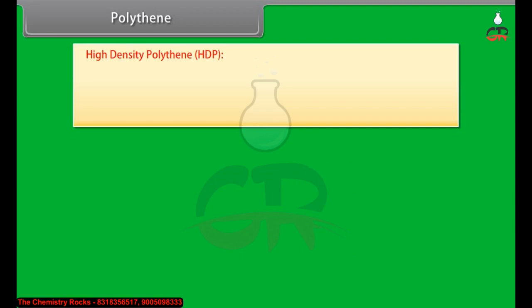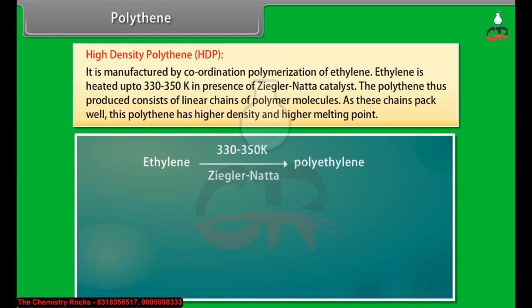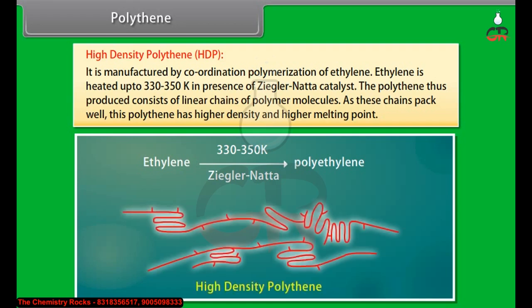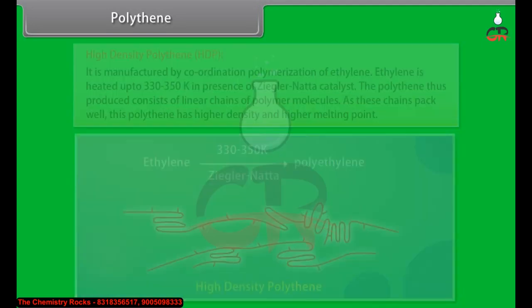High-density polythene. It is manufactured by coordination polymerization of ethylene. Ethylene is heated up to 330 to 350 K in the presence of a Ziegler-Natta catalyst. The polythene thus produced consists of linear chains of polymer molecules. As these chains pack well, this polythene has higher density and higher melting point.